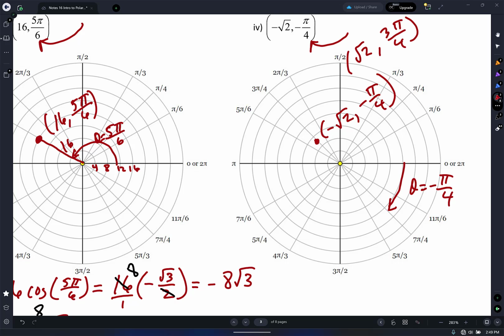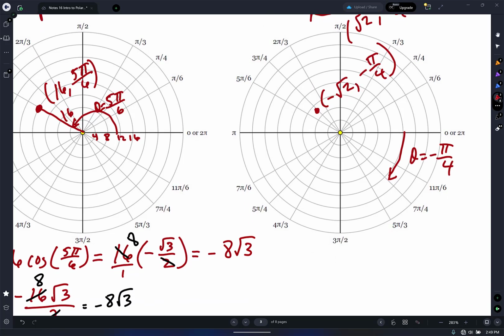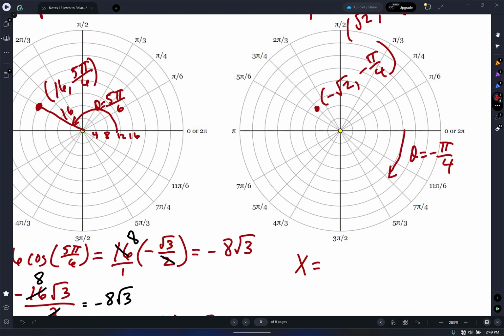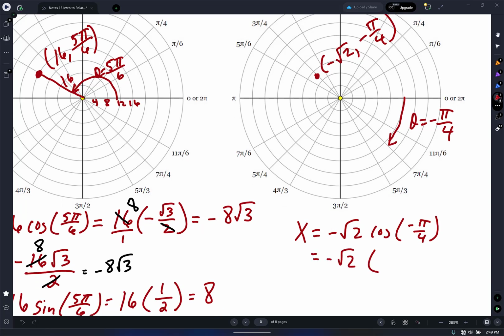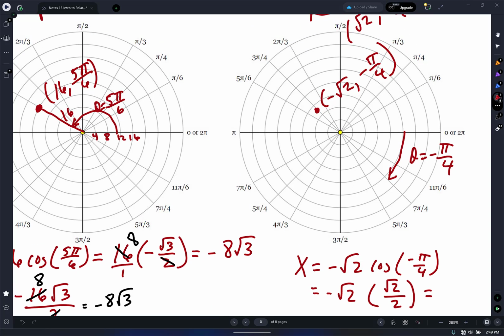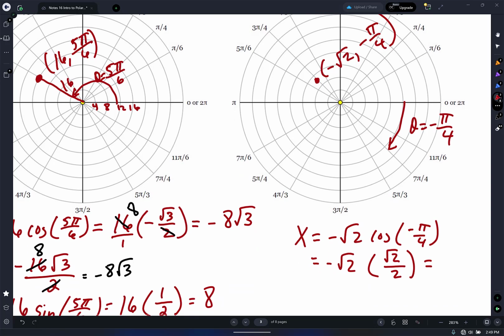Are we okay? All right, let's get the x and y coordinate. X equals my r, negative square root of 2, cosine of negative pi over 4. Hopefully you won't get confused. Cosine of negative pi over 4 is the same thing as cosine of 7 pi over 4, which is square root of 2 over 2. Sorry for the brain fart there.